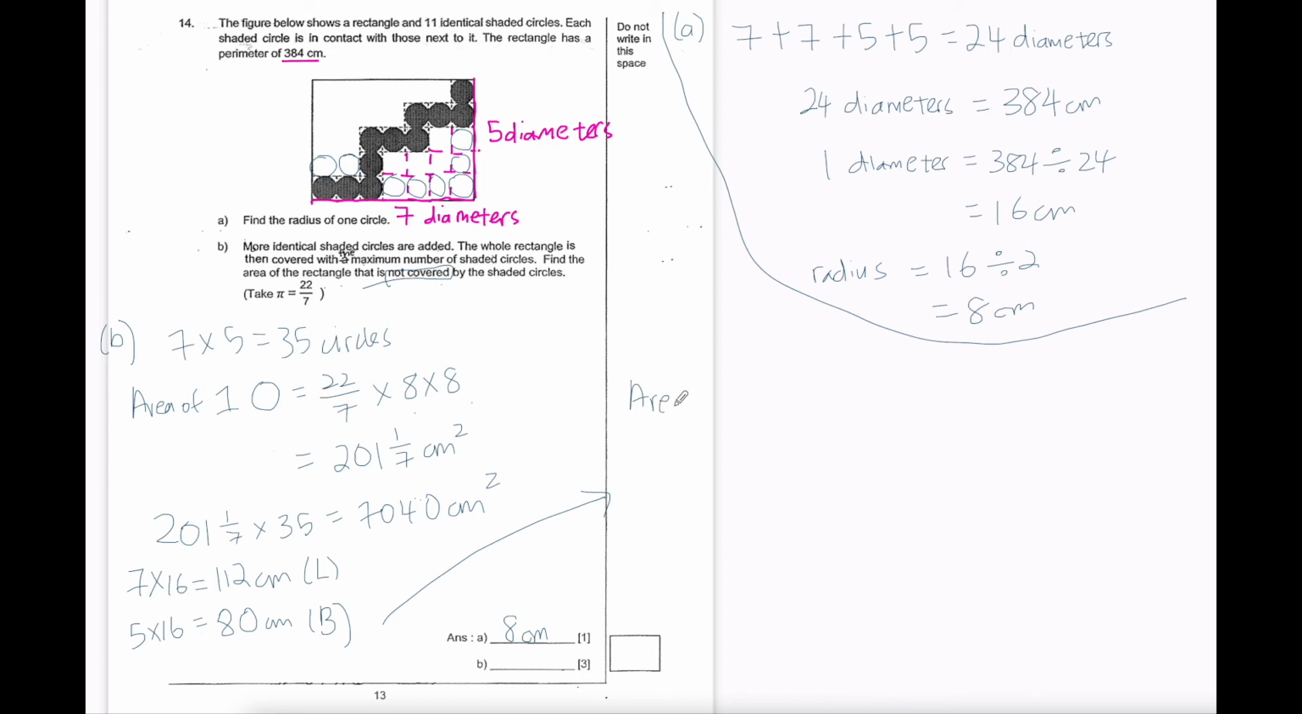So the area of the rectangle is simply 112 times 80. And we're going to get 8960 cm squared. Okay, so what we need to do now is just take the area of the rectangle minus away the total area all the circles are going to take up, and we are going to get 1920 cm squared. Okay, not a hard question, but finding this part out might be a bit tricky. Just keep practicing and you'll be fine. Let's move on to the next question.